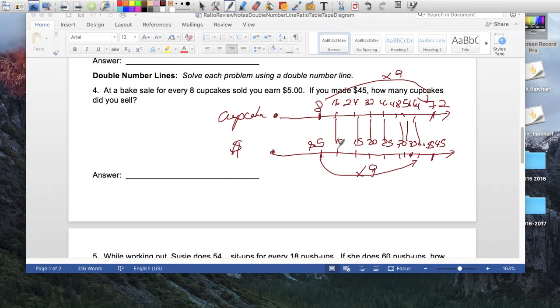But we can use either a multiplicative relationship, or instead you could have done plus 8, plus 8, plus 8, and at the bottom plus 5, plus 5, plus 5. Pretty sure that we all agree that multiplication is the easier way, or the faster way, I should say.